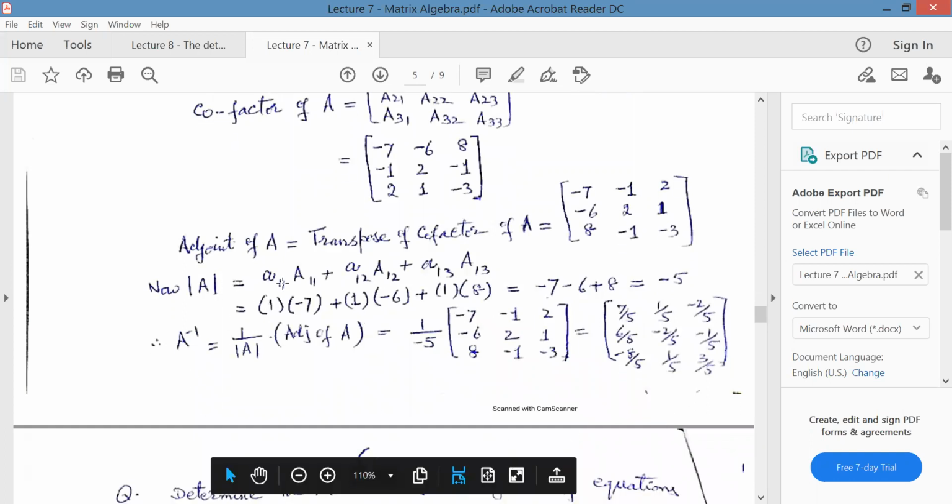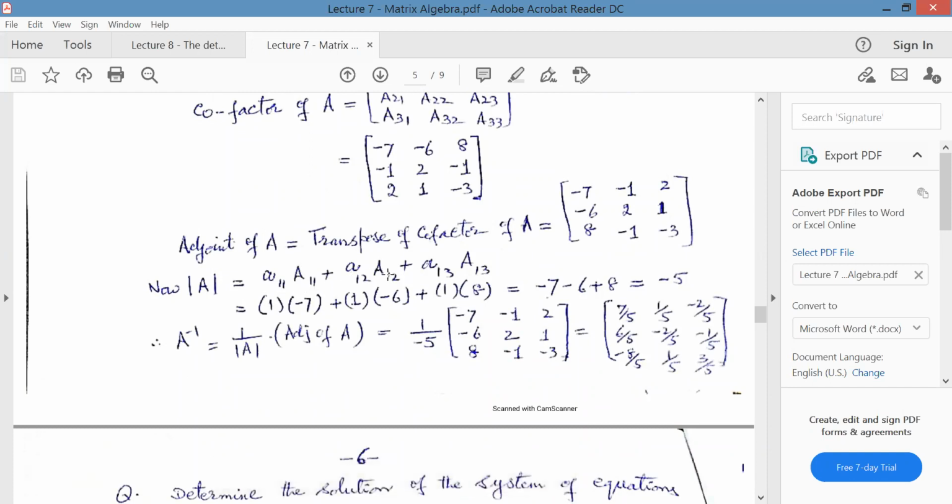Determinant of A can be calculated by this formula: small a11 times capital A11, plus small a12 times capital A12, plus small a13 times capital A13. What are a11, a12, a13? These are the elements in the first row: first row first column, first row second column, first row third column.